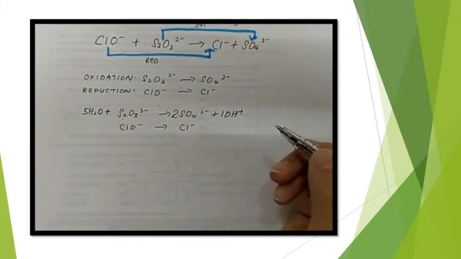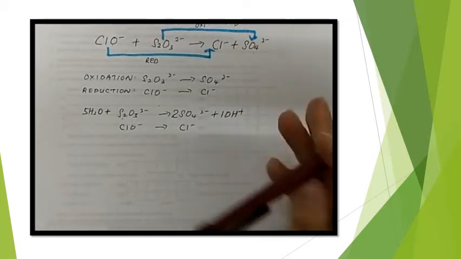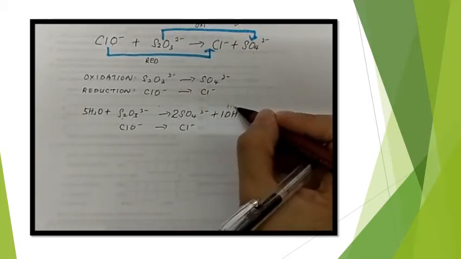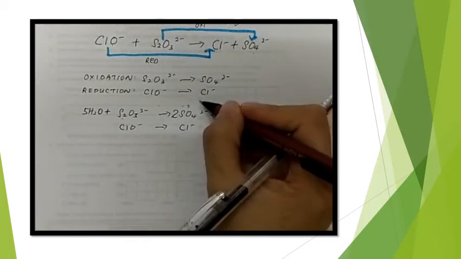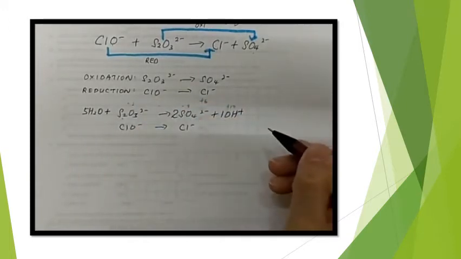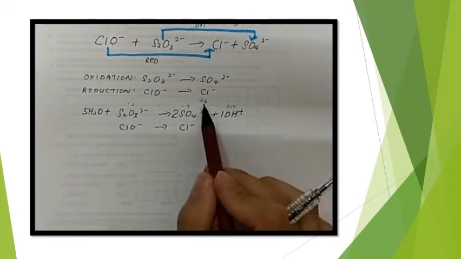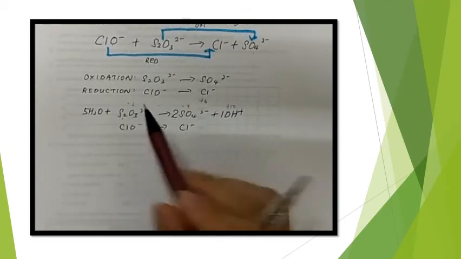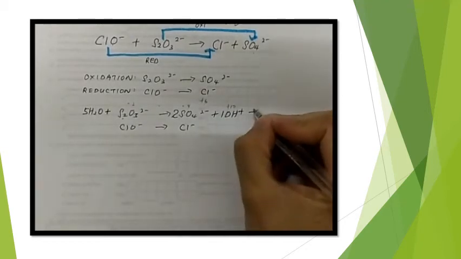Okay, now we check for the charge. Here positive 10, here negative 4. So here is positive 6. Here negative 2. Okay, how many electrons do I need to add over here, because here is more positive, right? In order to form negative 2, so meaning I need to add 8 electron.